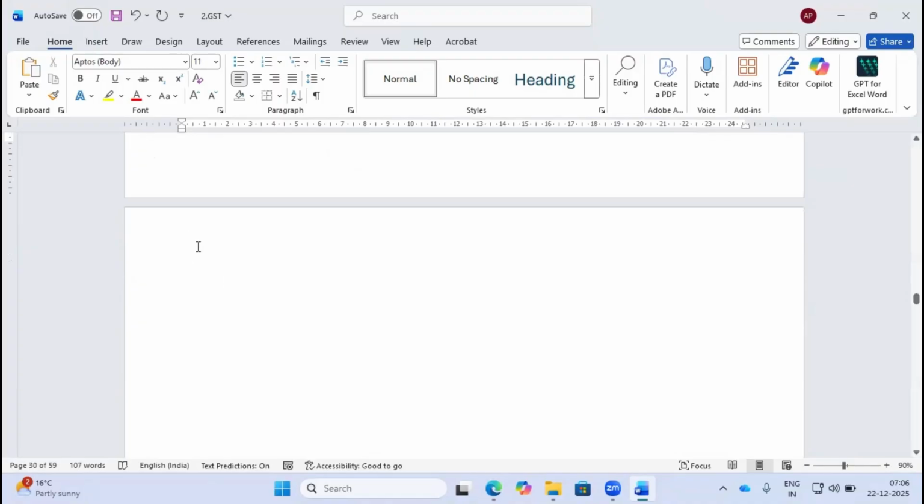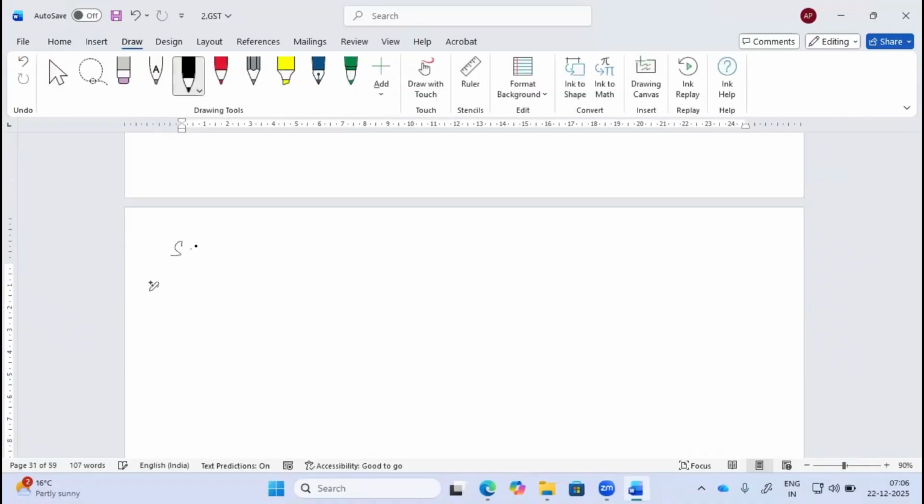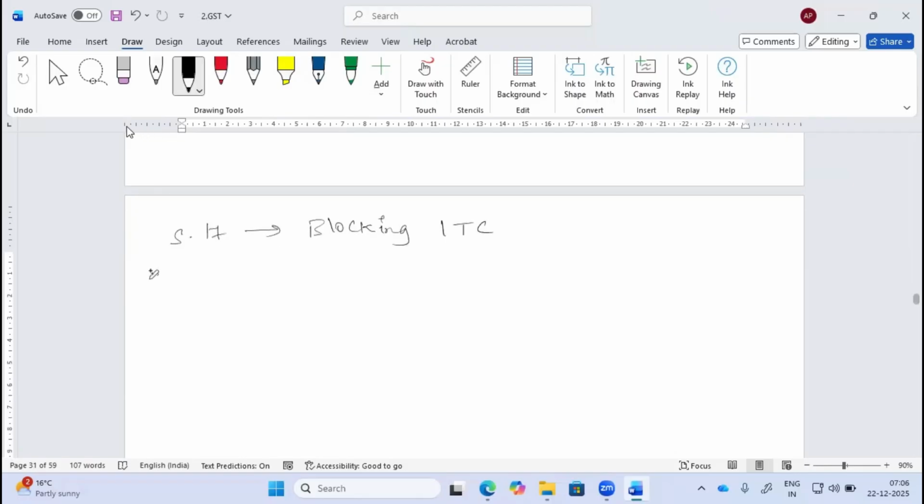So let us understand this mechanism. Section 17, which talks about blocking your input tax credit. This particular blocking of input tax credit happens this way. Law mentions that, look, primarily if you have other than business.